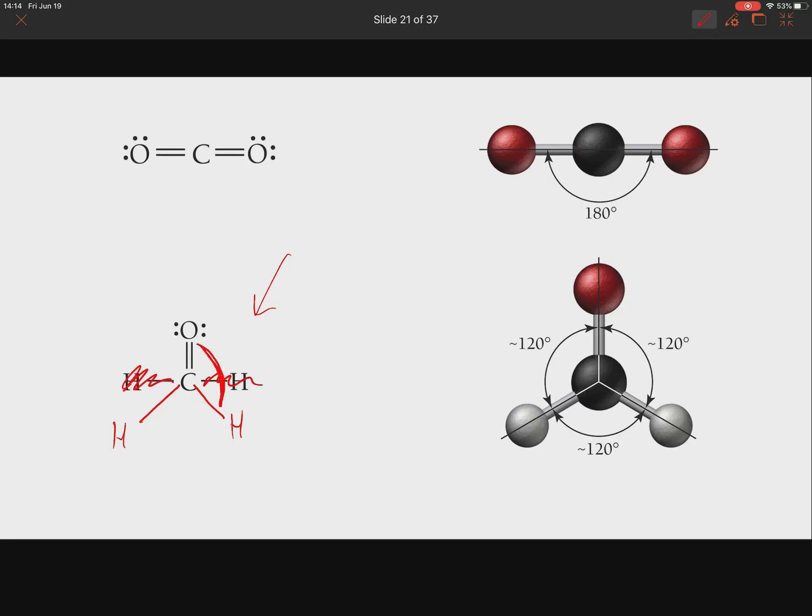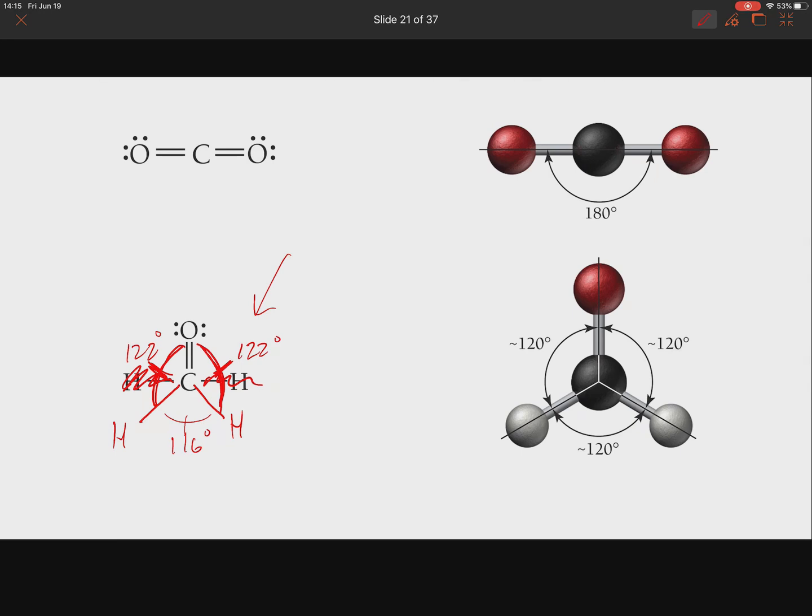This angle here and this angle here, because of the double bond having more electrons in it, is actually going to be about 122, making this angle here about 116 instead of 120, 120, 120. But that's just because that's what double bonds do.